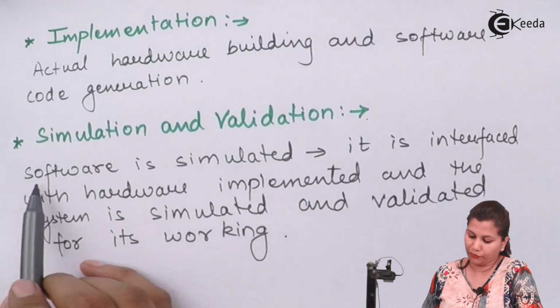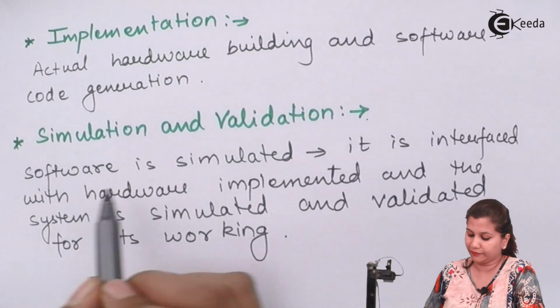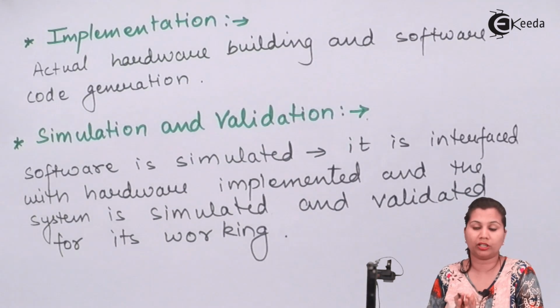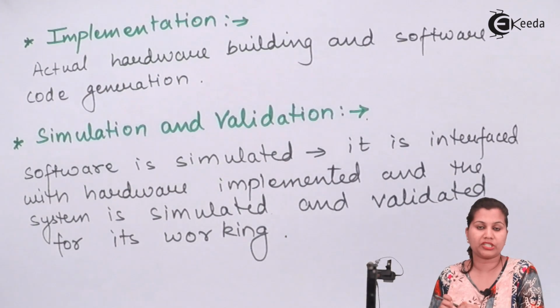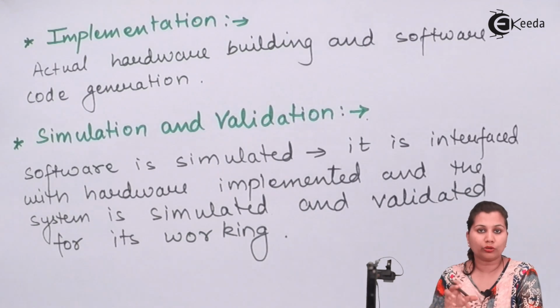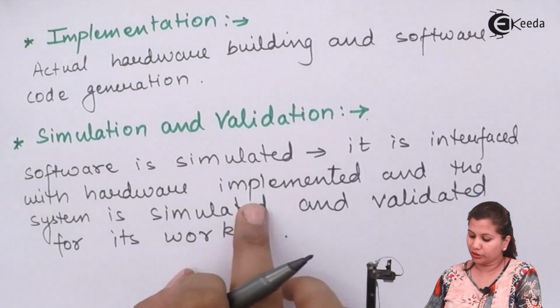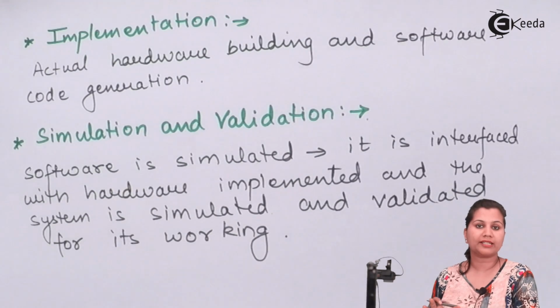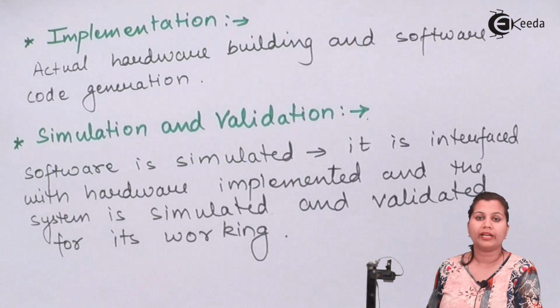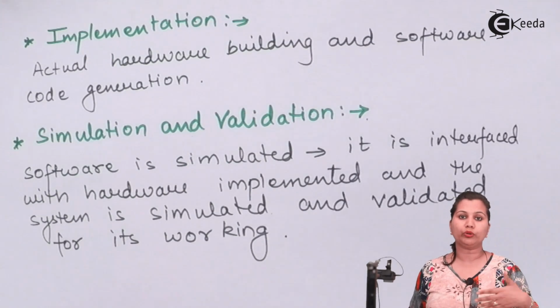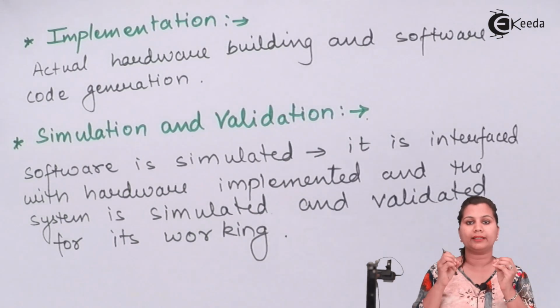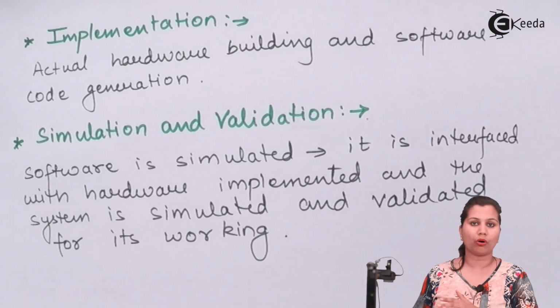In this part, the software is simulated. How is it simulated? It is interfaced with the implemented hardware. It means the hardware and software parts are connected with each other. The code which is generated is run on the hardware part, and we will get the result of how the code is running on the hardware. So this software is simulated on the system and validated for its working, whether it is giving valid results or not. If it is not giving valid results, then we have to make corrections in the software, and we will see whether the embedded system can be used for that specific application or not.